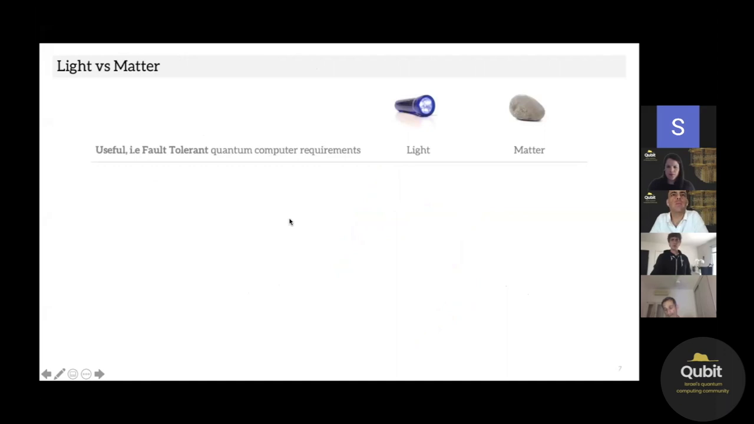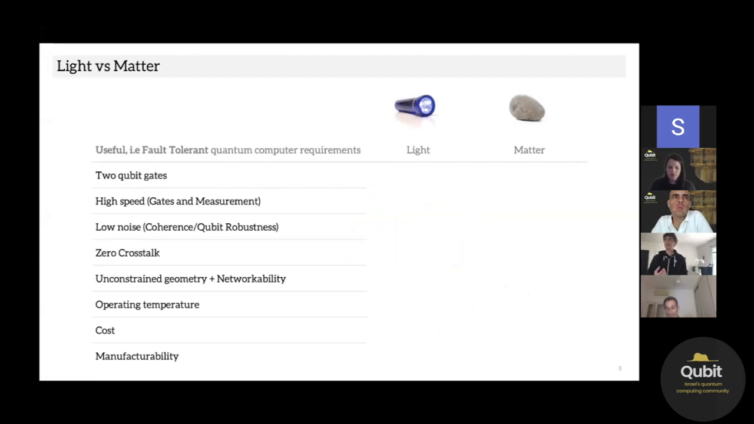Now, why do we want to pursue photonic-based quantum computing? Well, if you want to build a useful fault-tolerant machine, which means that you're going to have to get to this regime of around a million physical qubits, just to have a few hundred logical qubits, there's a bunch of requirements for fault tolerance that are more stringent than what you need for building, let's say, a quantum supremacy experiment. So you need two qubit gates, you need high speed measurement. You need to be able to remove entropy from the system extremely quickly and extremely cleanly. You need low noise, so you need your qubits to be coherent for a long time and to be robust with respect to external manipulation.